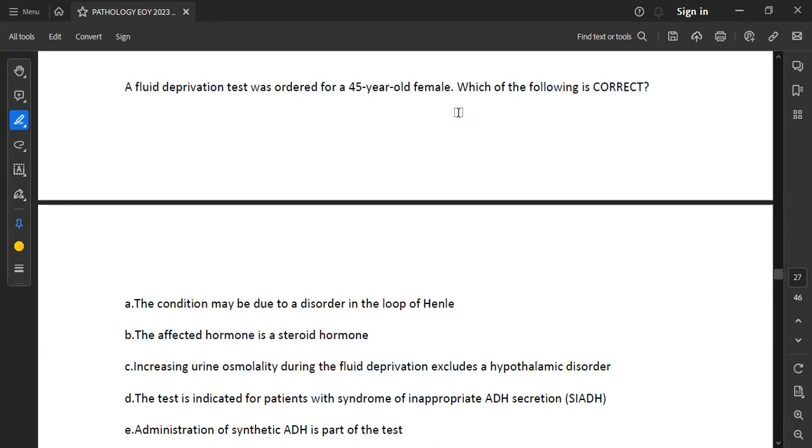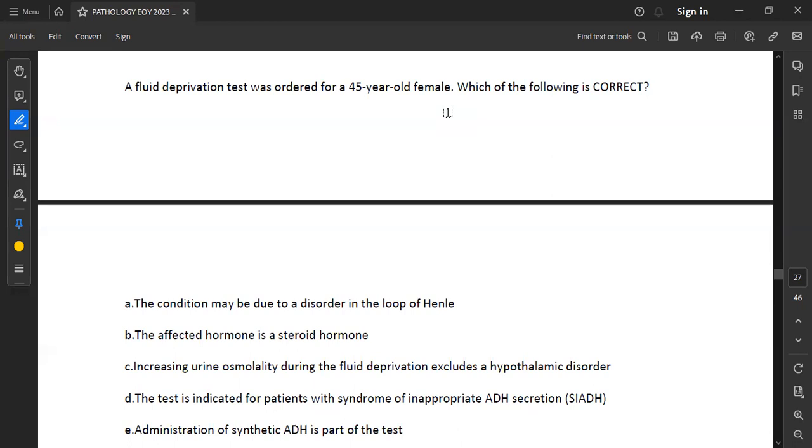So, let's go through the options. The first part of the test was depriving the person of fluid for 10 hours. The condition may be due to a disorder in the loop of Henle? Not necessarily, because the loop of Henle is usually involved in reabsorption of solutes, and here we're mostly looking at water, the reabsorption of the solvent. The affected hormone is a steroid hormone? No, it's not. The affected hormone is ADH, and it's a peptide hormone, so B is wrong.